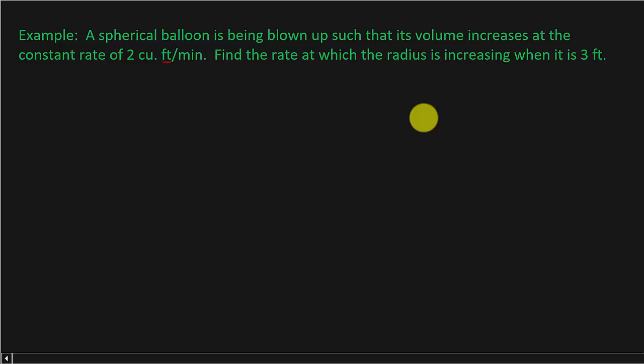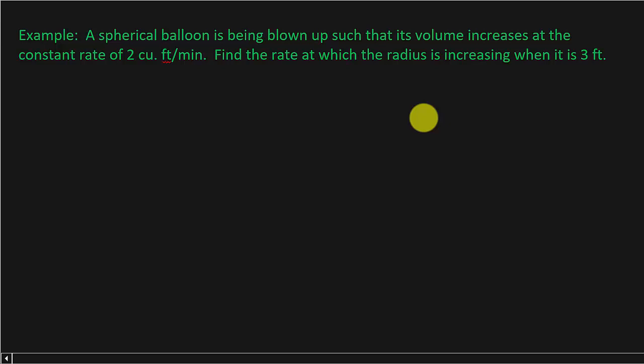All right, so it says a spherical balloon is being blown up such that its volume increases at the constant rate of 2 cubic feet per minute. Find the rate at which the radius is increasing when it is 3 feet. All right, so what are we dealing with? The volume of a sphere, right? It's telling us how the volume is increasing, and it wants to know how fast the radius is increasing.